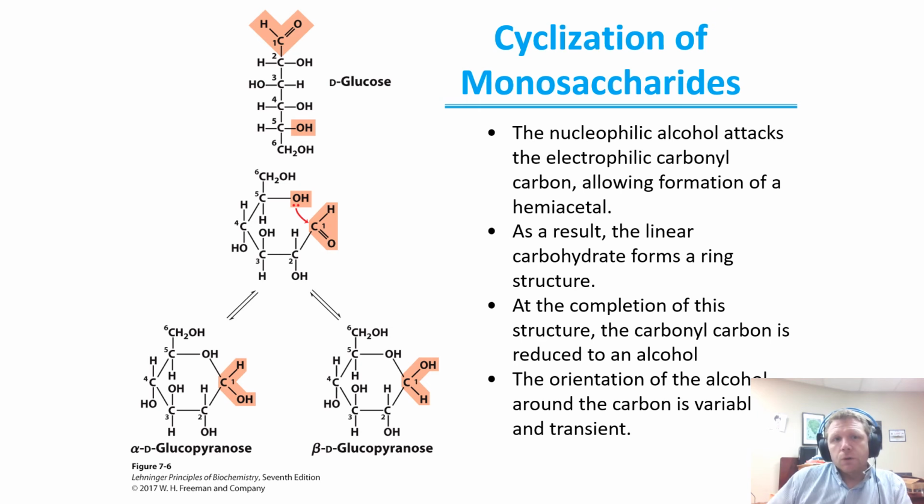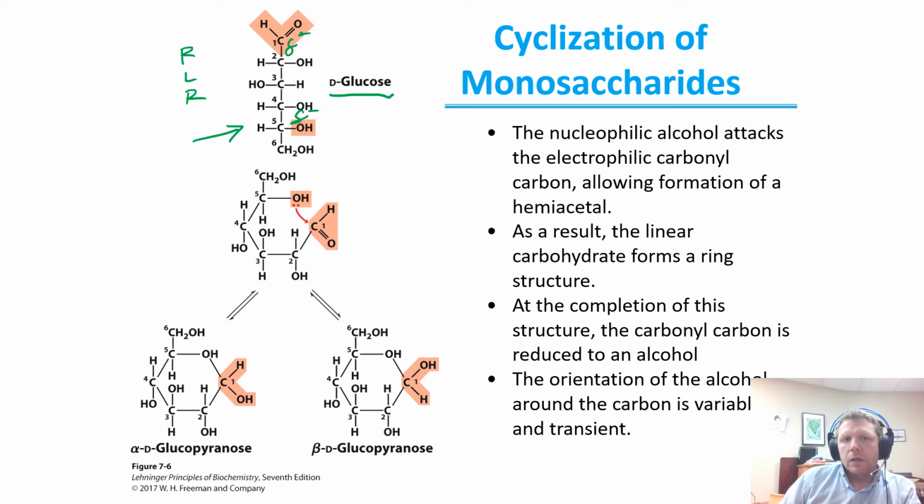Now, this shows our cyclization of the monosaccharide D-glucose. We know that it's a D-glucose because on carbon number 5, we've got our hydroxide group on the right-hand side. Carbons 2, 3, and 4, we've got RLR. We've got our partial positive up here, and our partial negative, our nucleophilic group, right here. So this alcohol is going to be attracted to that carbon, and that nucleophilic alcohol attacks the electrophilic carbonyl carbon. That's going to allow for the formation of our hemiacetal.